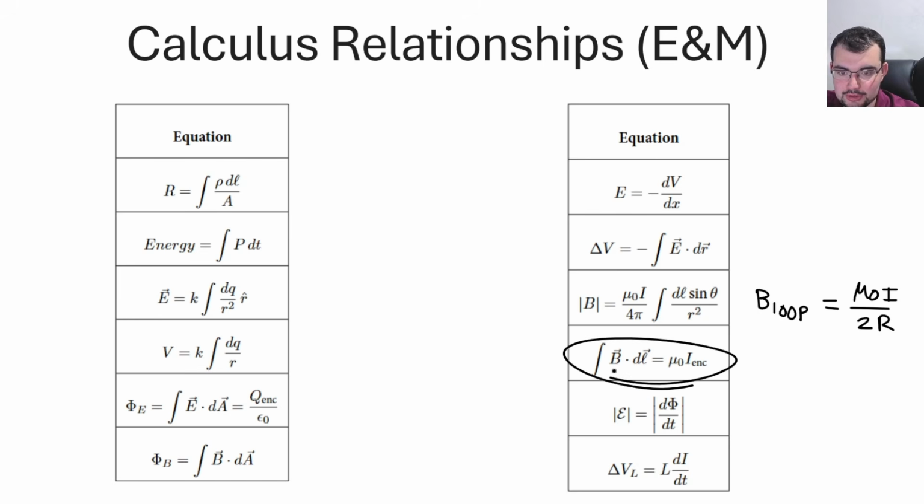Then we have Ampere's law. Circulation is proportional to enclosed current. We have the true form of Faraday's law. And then we have our inductance or inductor voltage formula. Technically, there's a negative there, but it's all fine.